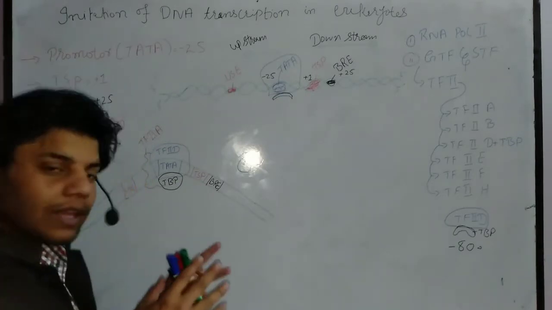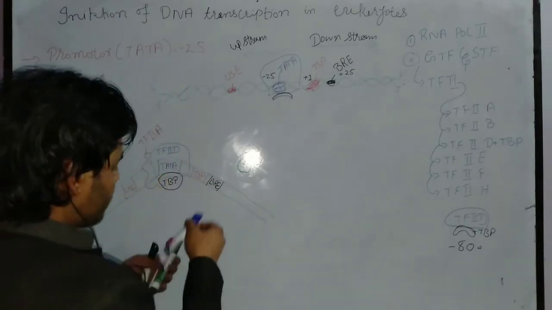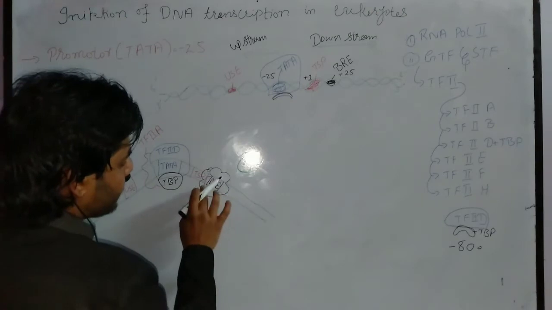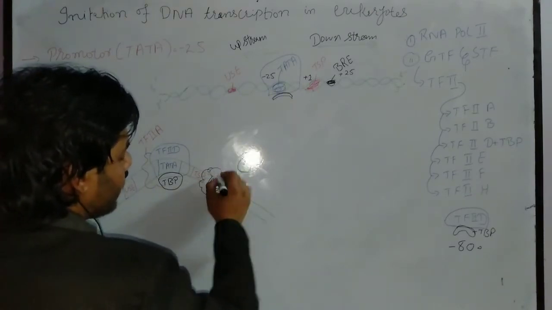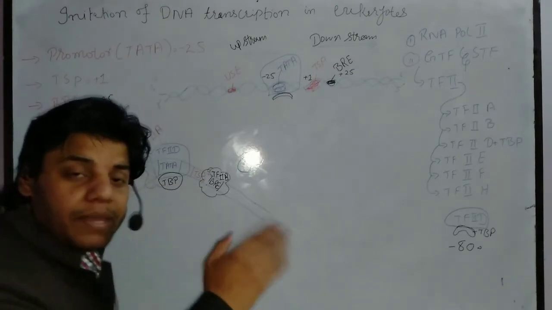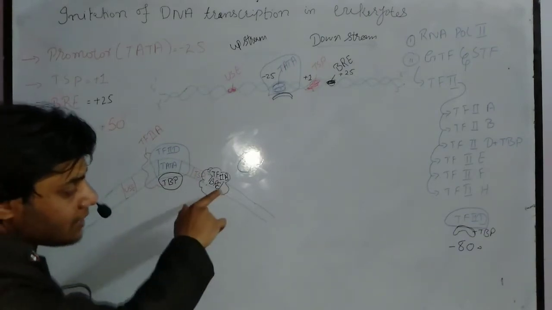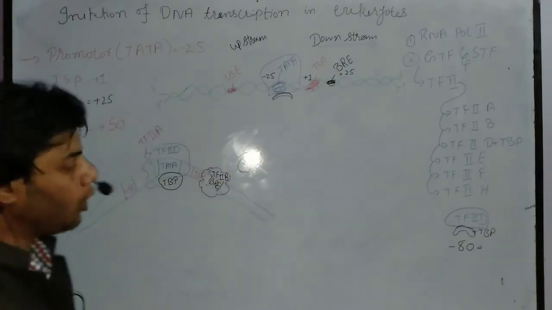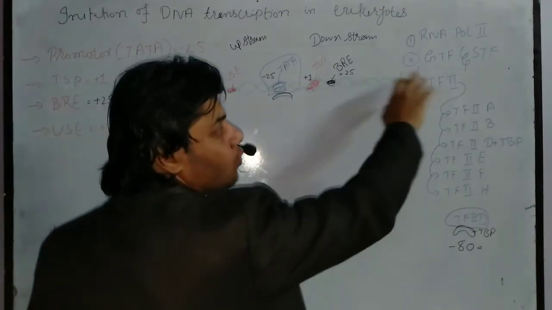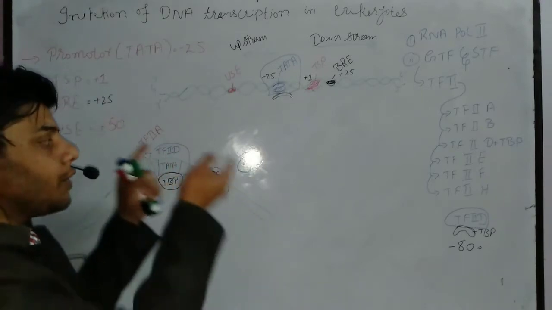Okay. After that, it will recruit another transcriptional factor 2, which we call transcriptional factor 2B. Transcriptional factor 2B is bound at that specific position, at the BRE site, as you can see. That's why we call it BRE, B recognition element. Now, once it binds here, this transcription factor 2B will give a signal to RNA polymerase 2 to bind at that specific position. Then after that, RNA polymerase 2 will be recruited here.